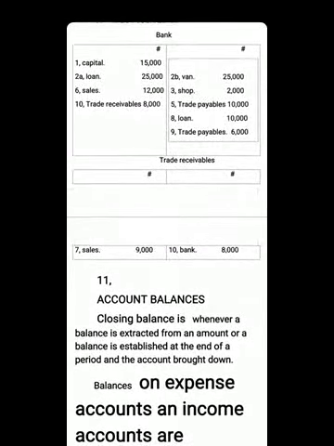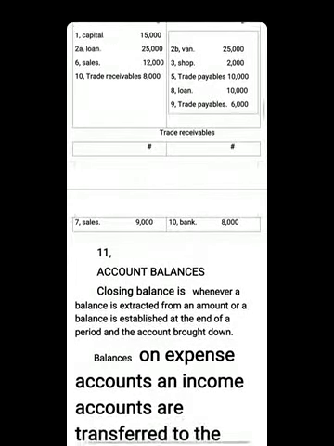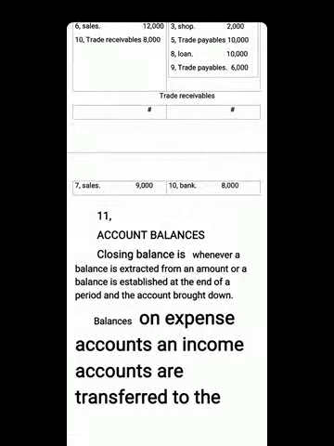Number 11, account balances. Now, when we are done with this account, the next thing to do is to balance the accounts and make sure that they rhyme. If we balance the accounts and they don't work together or they are not correct, then we have a problem. That means we missed one where it's not supposed to be.